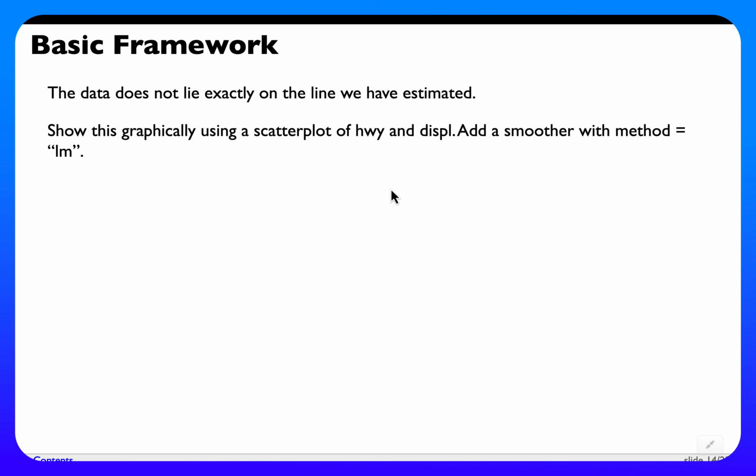So our basic framework: the data does not lie exactly on the line we have estimated. Show this graphically using a scatter plot of hwy and displ. Add a smoother with method equals "lm". The smoother that you get will actually be exactly identical to the regression line that we just estimated. This will take you a few minutes, so stop the video, do the work, and then restart the video.